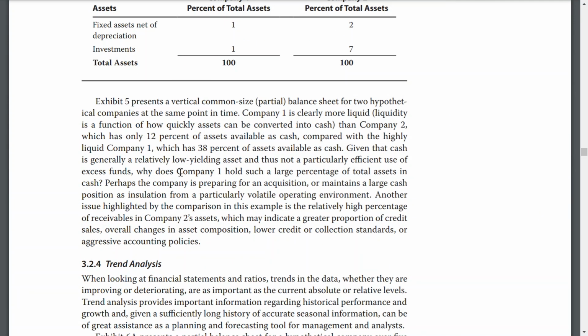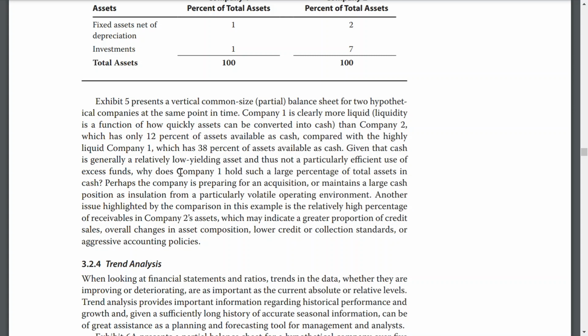Exhibit 5 presents a vertical common size or partial balance sheet for two hypothetical companies at the same point in time. Company 1 is clearly more liquid than Company 2, which has only 12% of assets available as cash, compared with the highly liquid Company 1, which has 38% of assets available in cash. Given that cash is generally a relatively low yielding asset and thus not a particularly efficient use of excess funds, why does Company 1 hold such a large percentage of total assets in cash?